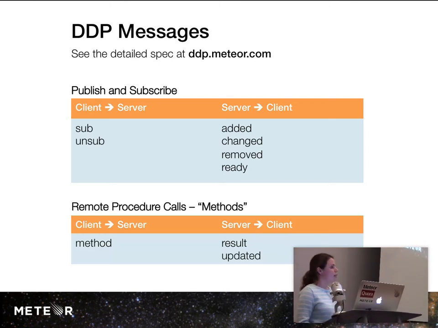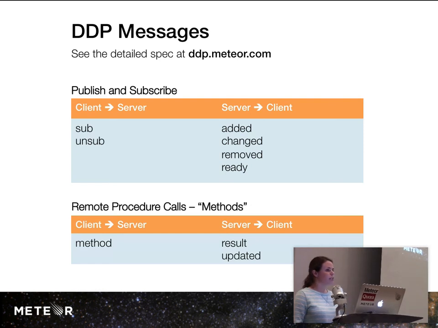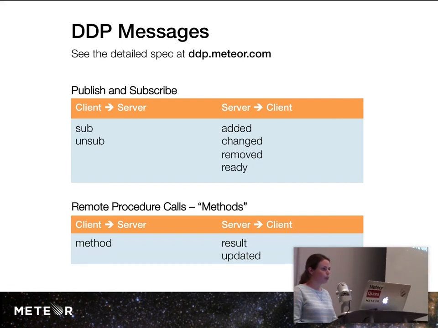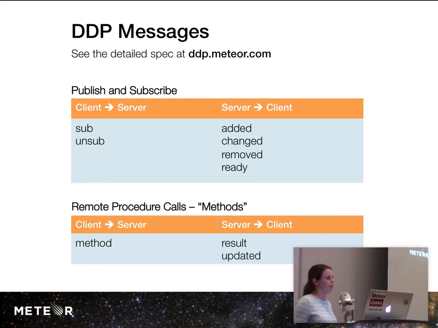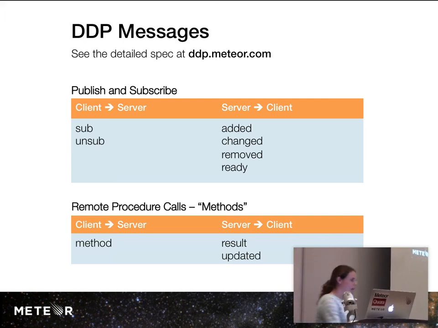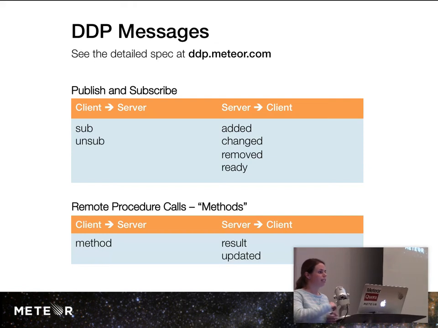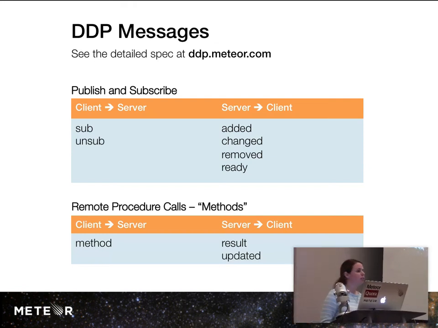RPCs are really simple. There's a method message which says the client wants to call a method with a particular name and with a set of arguments, and Meteor serializes and deserializes those arguments for you. And then there's a result message going from the server to the client, which is the return value of the method, very straightforward. And then there's the updated message, which is what I showed you, that is the write complete notification saying the server has now sent the client all the changes that were made as a result of that method running.